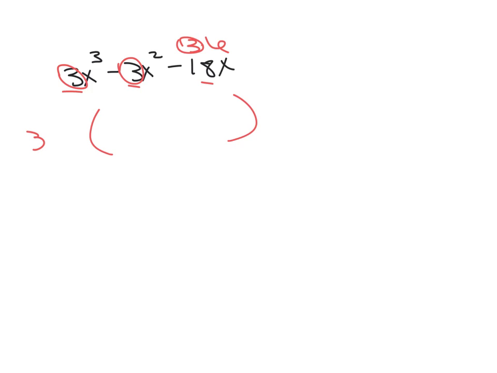3x cubed minus 3x squared minus 18x. Alright, well, what do I have in common? I've got a 3, and I can take a 3 out of there because this can be written as 3 times 6. So I can take my 3's out. And I'm going to take an x out of there, 1x out of there, and 1x out of there. So I'm going to take an x out, and I'm left with x squared from right here, minus x from right here, minus 6 from right there.